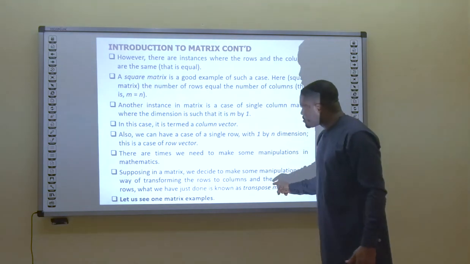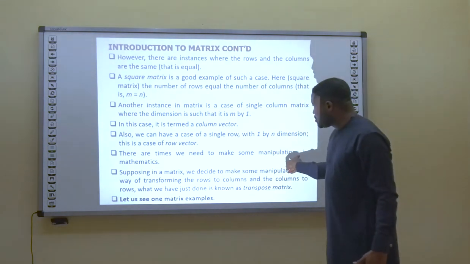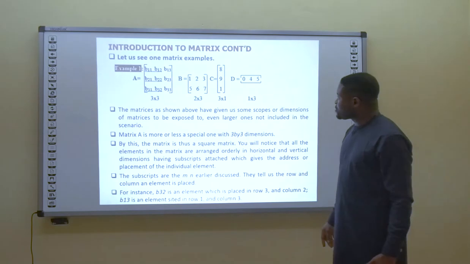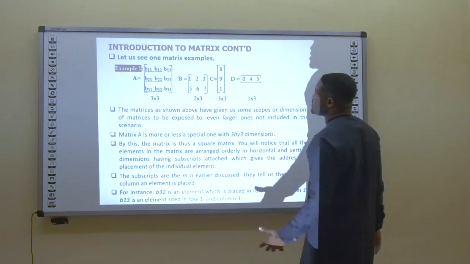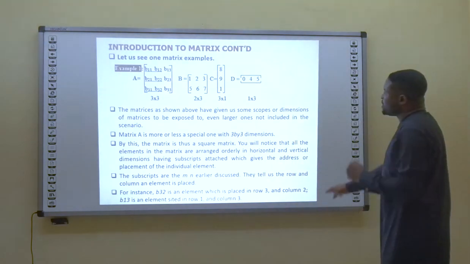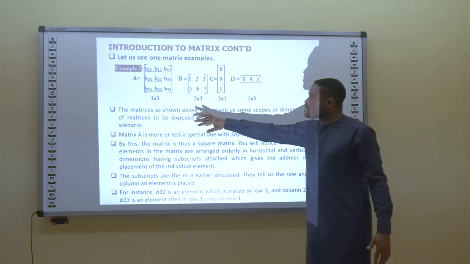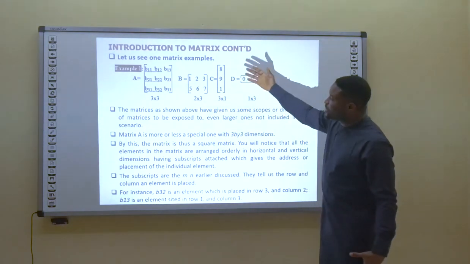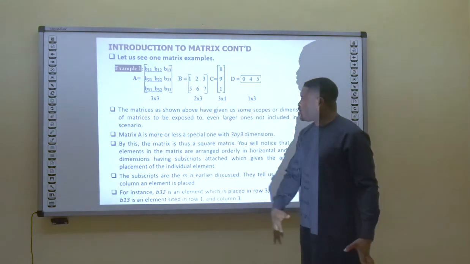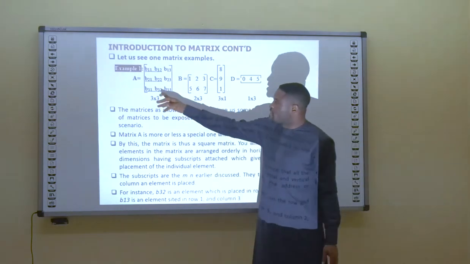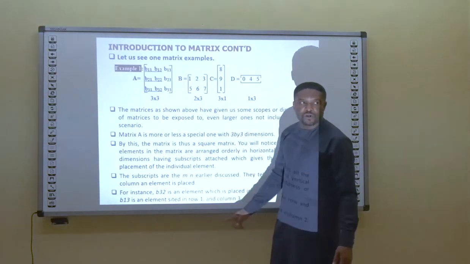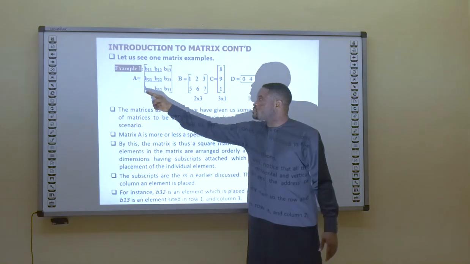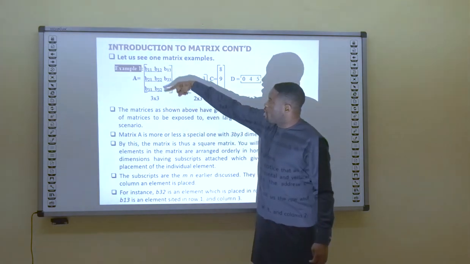So all that has been discussed, the dimension of the vectors and all that. So you can see now that we have some matrix examples. This is just telling you the different kinds of matrices you could come across. Now this is a 3 by 3 matrix. Why? Because the rows are 1, 2, 3, and then the columns are 1, 2, 3.